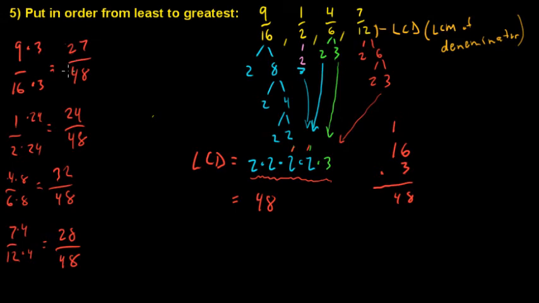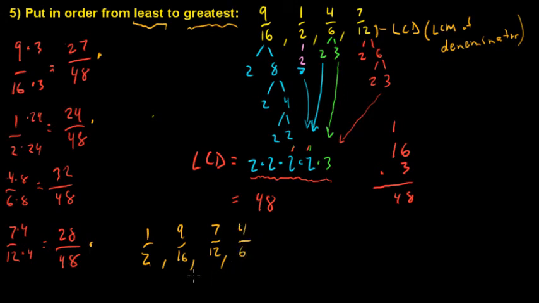Now we can compare. 24 over 48 is the smallest. That means 1/2 is the smallest. So if I'm putting these from least to greatest, this is the smallest. So I'm going to put 1/2 right here. The next smallest is 27 over 48, and that represents 9 over 16. The next smallest is 28 over 48, and that's the 7 over 12. And then 32 over 48 is the largest fraction, and that represents the 4 over 6.